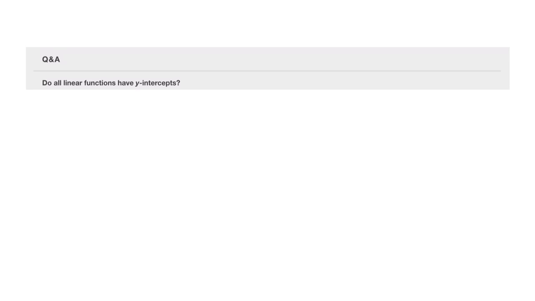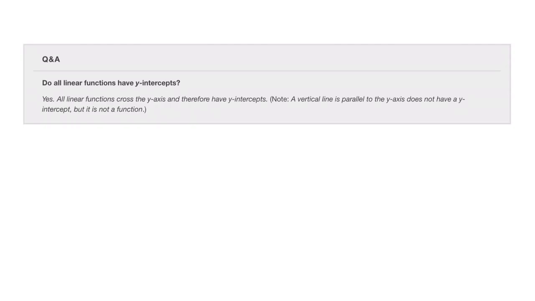So let's see. Yes, all linear functions cross the y-axis and therefore have y-intercepts. Note, a vertical line is parallel to the y-axis and does not have a y-intercept, but it is also not a function, right? So we were specifically talking about linear functions. Okay.